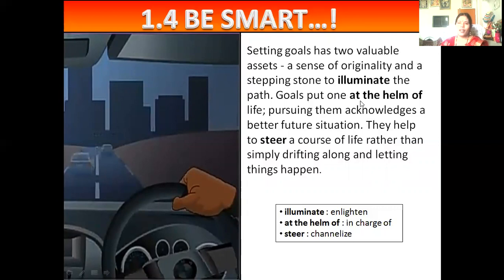Goals put one at the helm of life. At the helm of is a phrase, and the meaning of this phrase is in charge of. Pursuing them acknowledges a better future situation. They help to steer. Steer means channelize. They help to channelize the course of life rather than simply drifting along and letting things happen. Goals keep a person concentrated and independent. The goals show us the right and positive direction towards life.